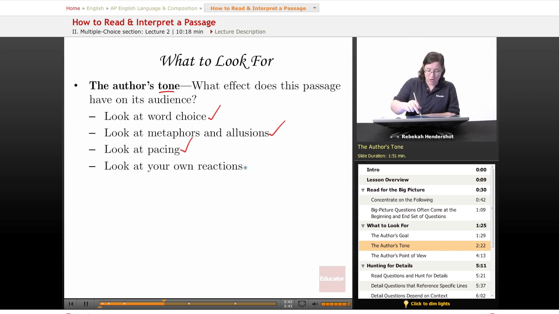And finally, look at your own reactions. Remember, the point of tone is to create a response in the reader. And if you're the kind of reader who likes to read and gets a lot out of reading, chances are you will be getting a little bit of a reaction to the author's tone. So if you're reading it, you go, hey, I'm feeling kind of sad, or I'm feeling kind of happy, or I'm getting kind of angry about this. That probably tells you tone, because after all, most of the authors whose passages are selected for this test were selected because they're good at getting a reaction out of readers.